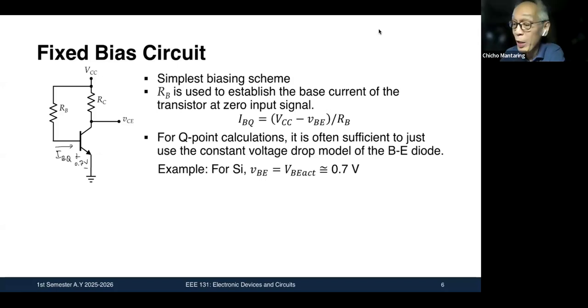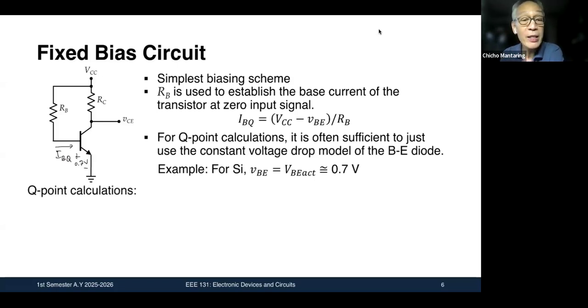Because if you wanted to be more precise, you could have used the Shockley model or the exponential model of this particular diode. But we already know that when you use the exponential model, you would have to resort to iteration, or you would have to use the special functions of your calculator to be able to solve the value of IBQ. So we want life to be simpler. After all, this is just a DC calculation. So usually, 0.7 na lang. Ginagamit na lang natin yung VBE equal to VBE active, which is approximately equal to 0.7 volts.